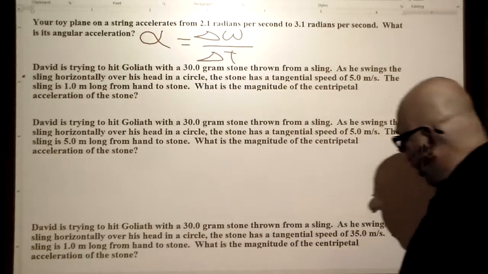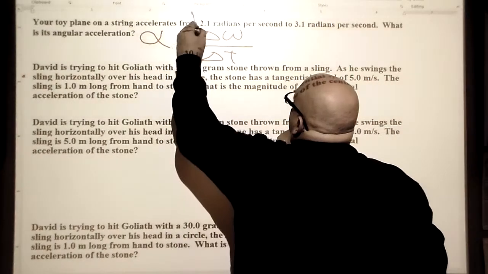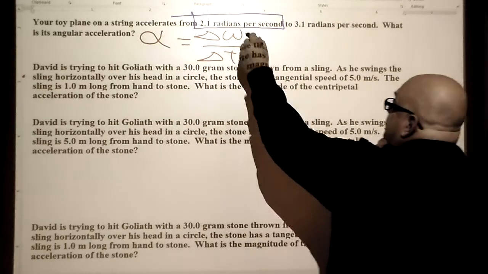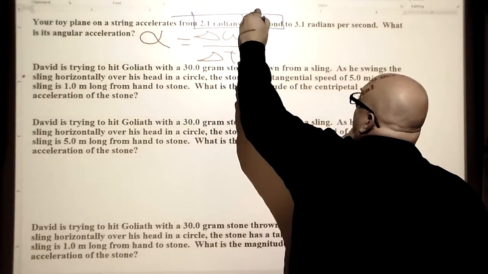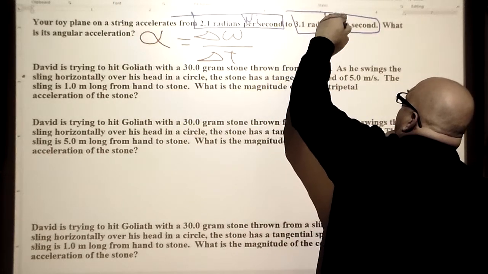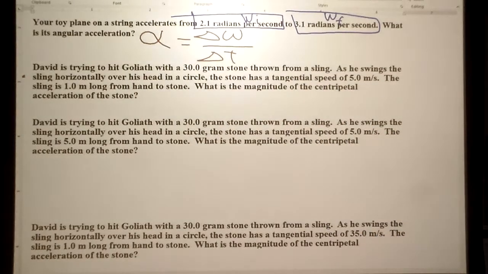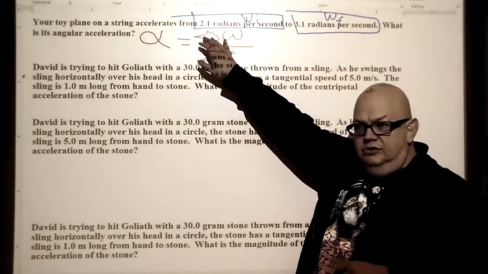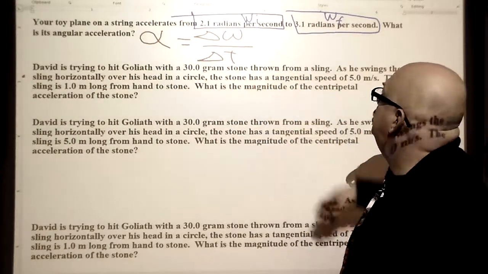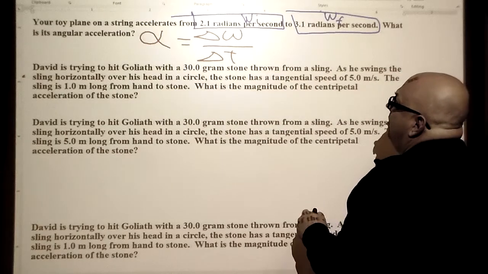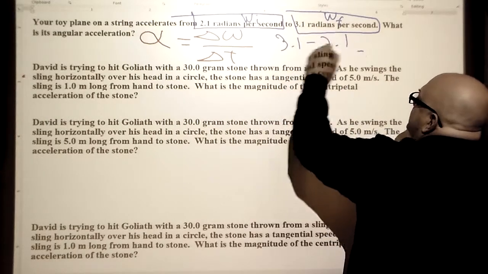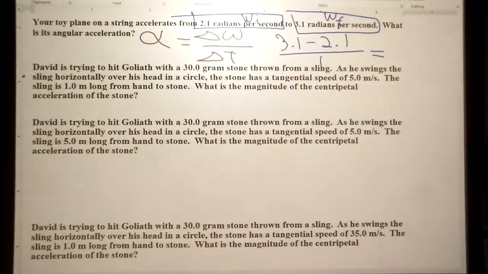What do I mean by angular velocity? The angular velocity is how fast our toy plane is traveling. Here is our initial angular speed, and here is our final angular speed. Typically, for the change in angular velocity, we go omega f minus omega i, which in this case, ladies and gentlemen, should be a big whopping 1. So 3.1 minus 2.1 divided by 1, and I'm going to let you do the math.